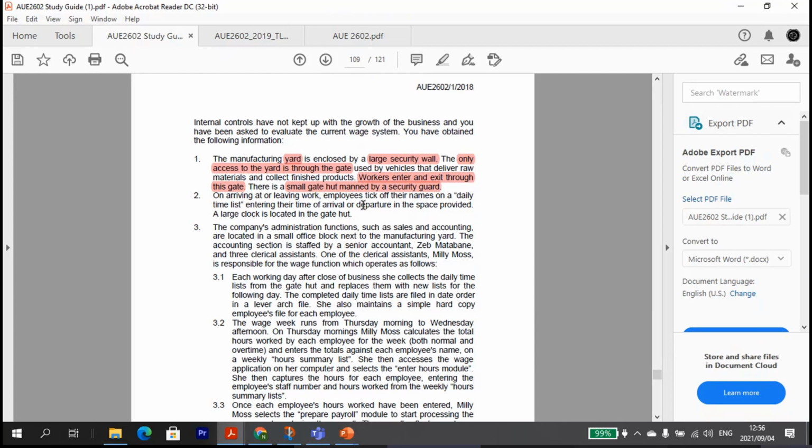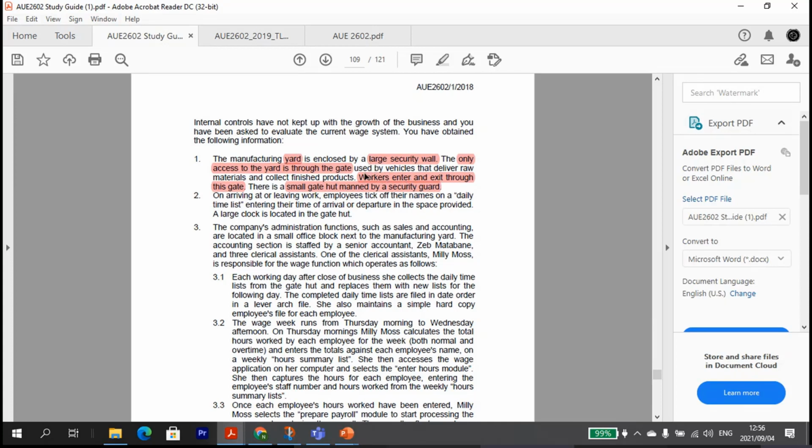So I'm asking you, what did you see to say that, you know what, here there are no clock cards? What from the information that you were given indicated to you that here there is no clock cards? They can't determine their accurate hours worked. What indicator did you see from there? On arriving at or leaving work, employees tick off their name on a daily time list. Says on number 2. Say that.